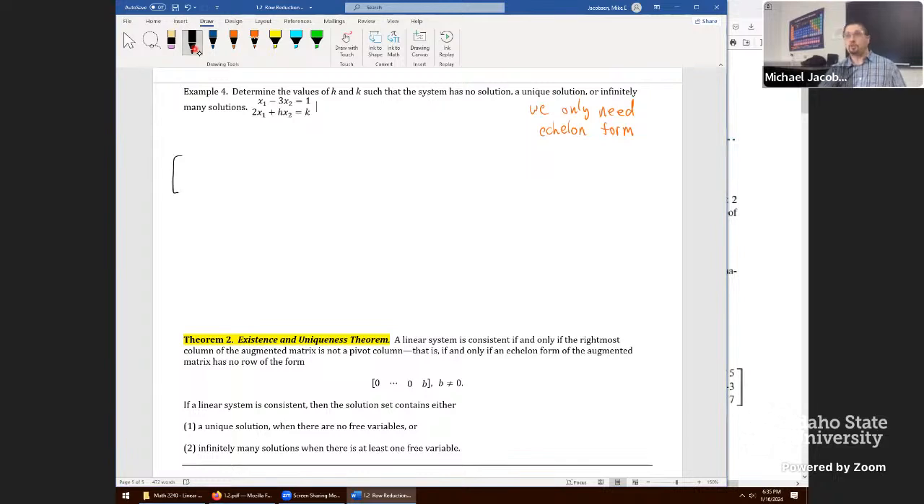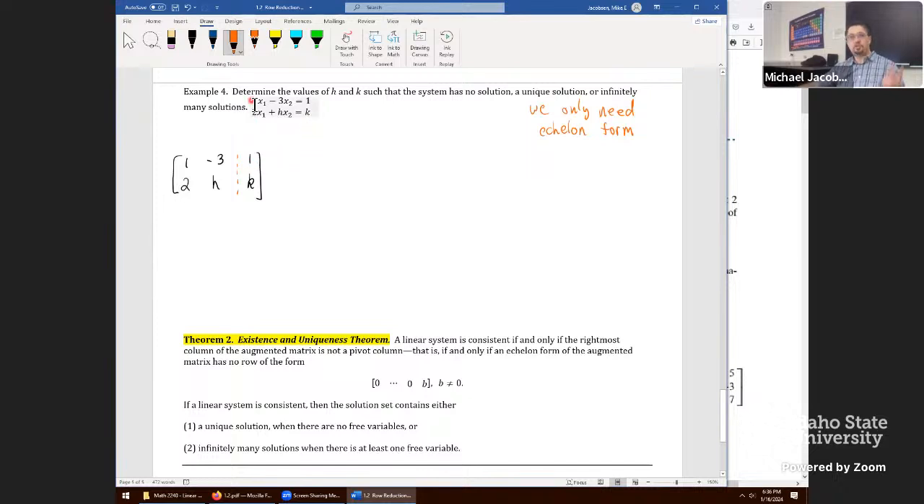This one has just two variables, two equations, so it's going to be pretty quick. It goes 1, -3, 1, and then a 2, an h, and a k. Always a good idea to double check your coefficients, make sure we have everything we want. 1, -3, 1, 2, h, and k. I think we're all set. Now we'll go to our echelon form.